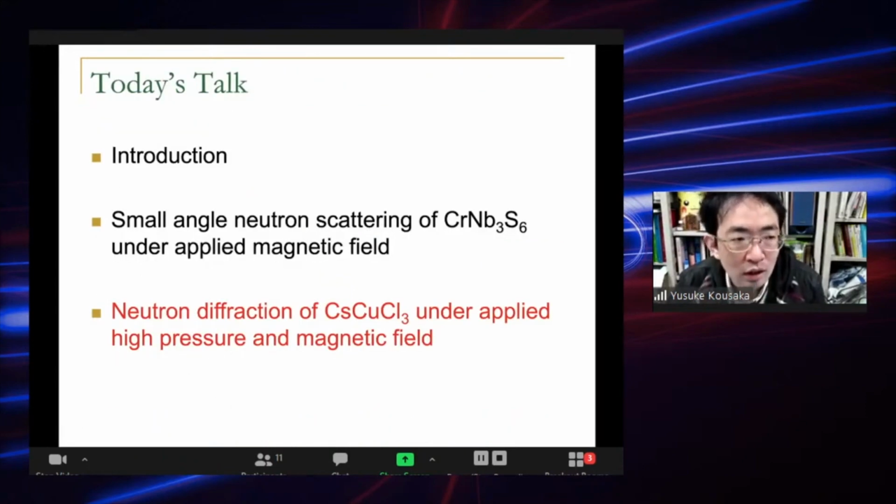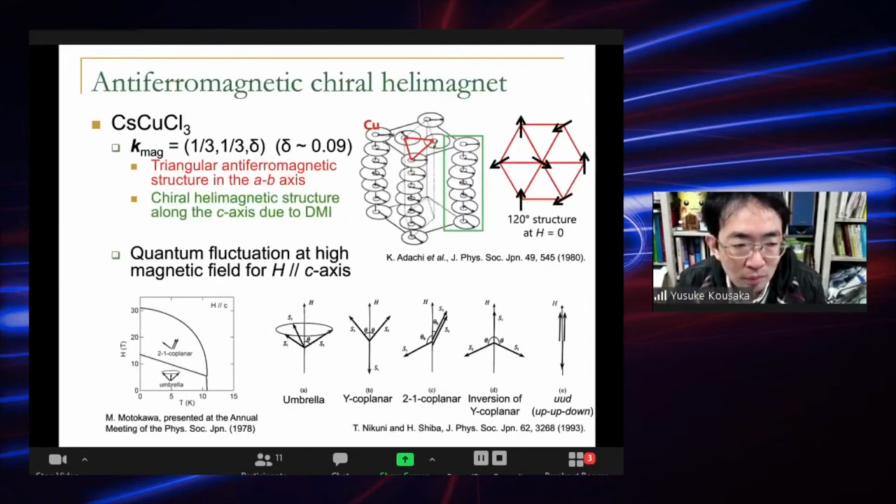So the next topic is cesium copper chloride. As I said before, in this compound, the magnetic moment comes from copper, which has a 1/2 spin. This means that it forms a triangular antiferromagnet structure in the ab plane. This can be a very interesting point as a frustrated magnet.